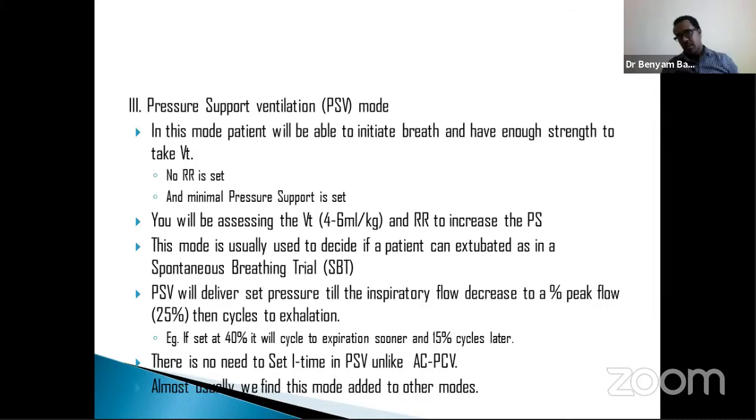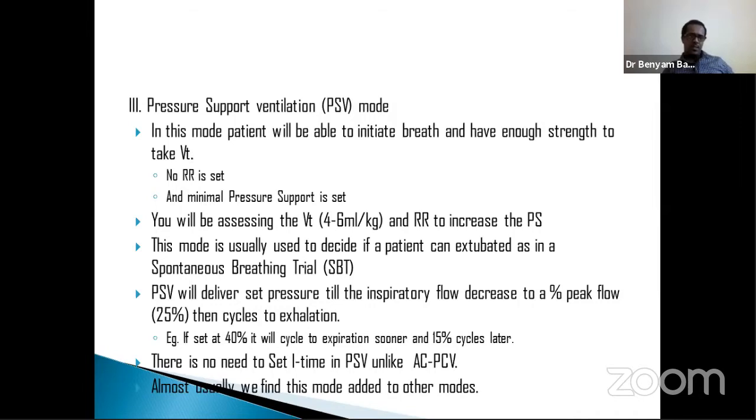Okay. The other mode I want to discuss is the pressure support ventilation mode. In this mode, we discussed the support mode. So with the supported breaths, the patient will be able to do most of the breathing, and the patient is able to initiate a breath and has enough strength to take the tidal volume. It's assumed that the patient has this. So we will support him at a certain support. So it depends what support we give, is it pressure support or volume support.